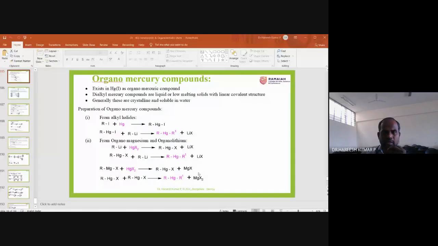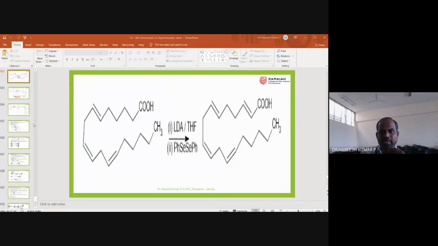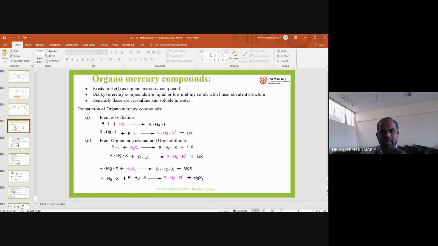Okay, in our last class, we discussed organoselenium compounds, more particularly their preparation and applications. So today we will discuss organomercury compounds. That means carbon–Hg.